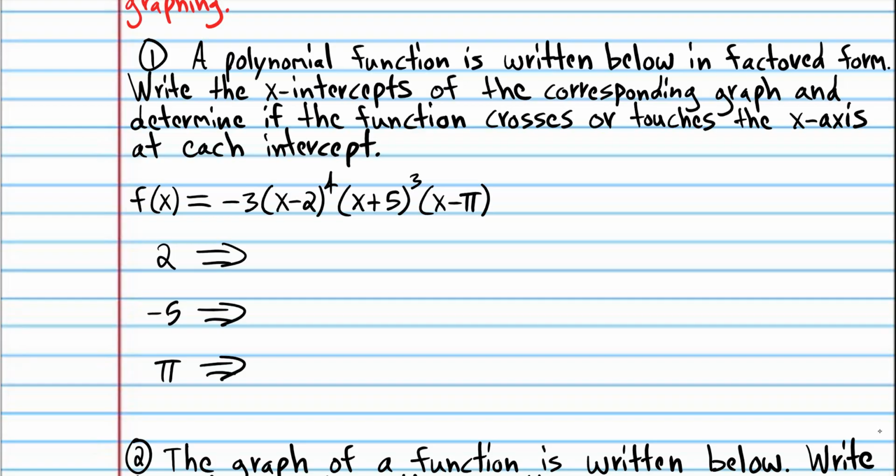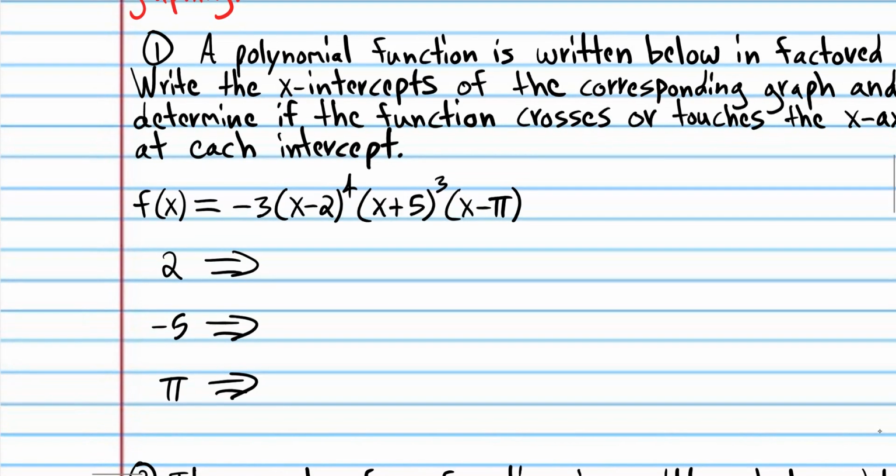Now, in order to figure out if the function crosses the x-axis or touches it at those x-intercepts, we have to look at the multiplicity, which is these numbers here, the exponents. So the multiplicity for the first 0 is 4. That's an even number. If it's an even number, then that means that the graph touches, but it doesn't cross.